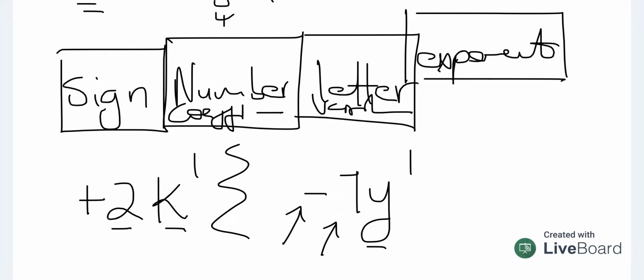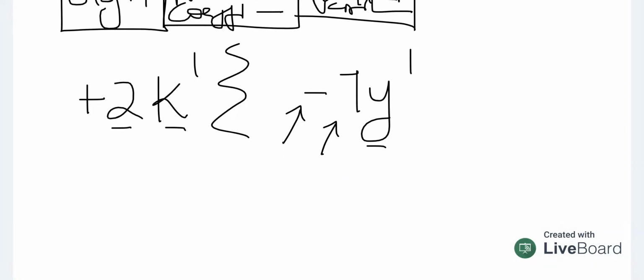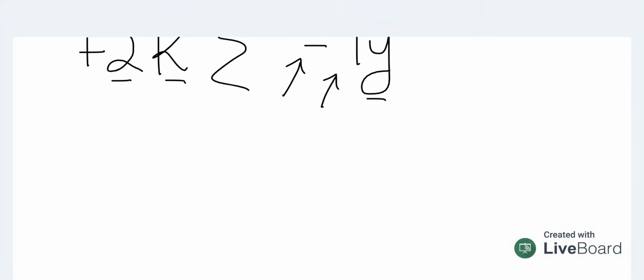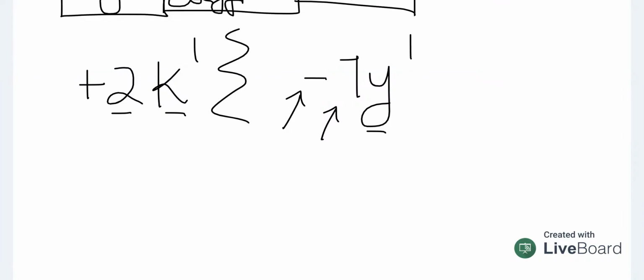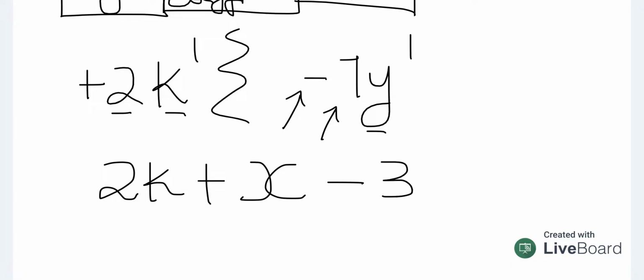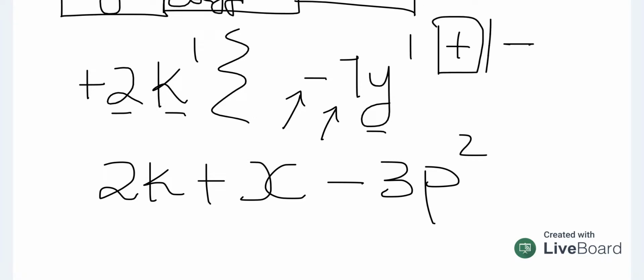It's not only those, there are more that I can give, but for now let me give multiple terms. Maybe let's say 2k plus x, then we minus 3p to the exponent of 2. How many terms are we having there? We've got 3 terms. How do I know? It's because a term is separated by a sign of a plus or a minus. So you can see we've got a term there, and a term there.